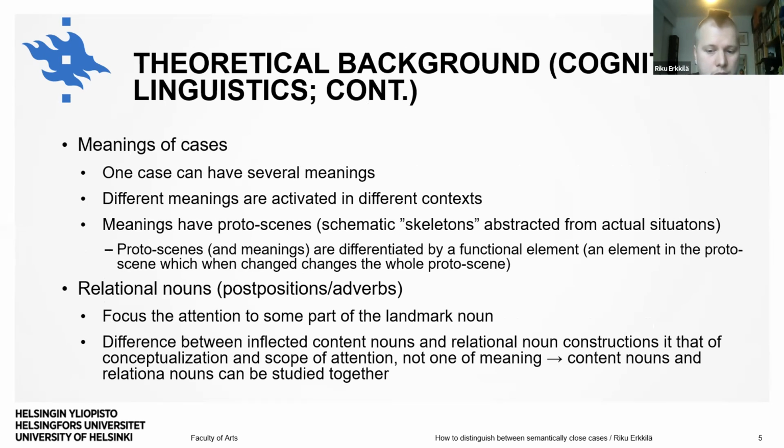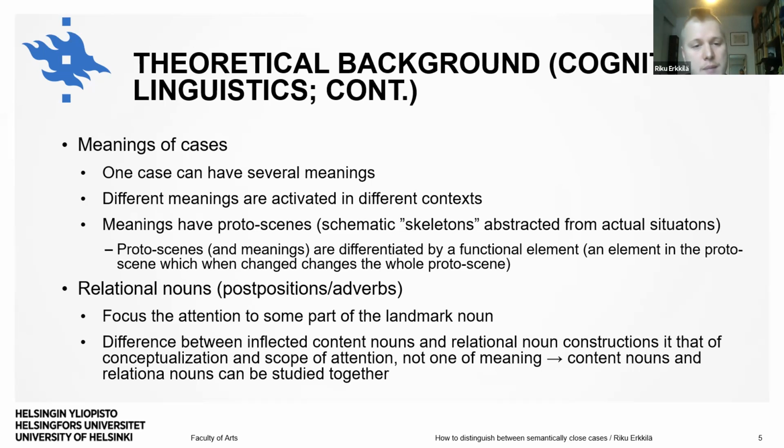And then cases have meanings or functions. Usually one case has more than one meaning because they are semantically quite general, and different meanings of one case are activated in different contexts, like the linguistic context affects a lot which meaning is activated in the case.